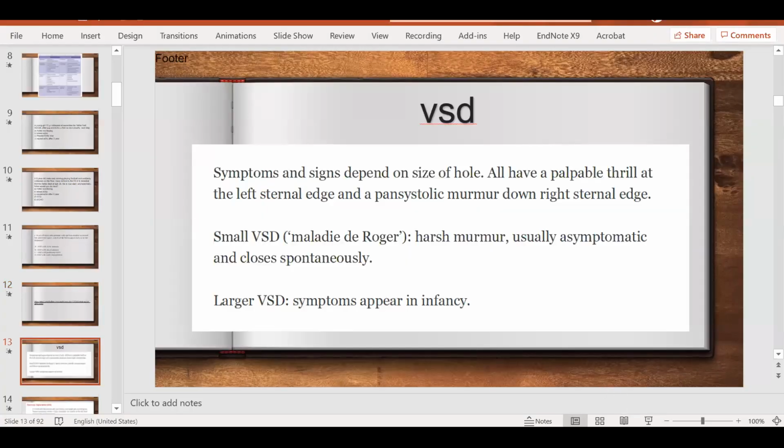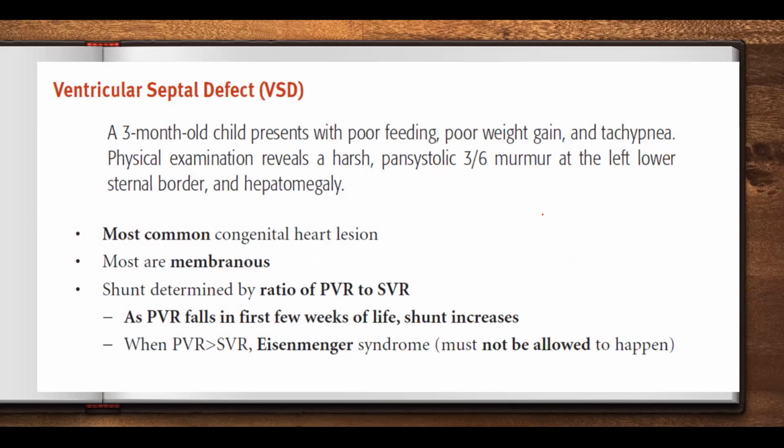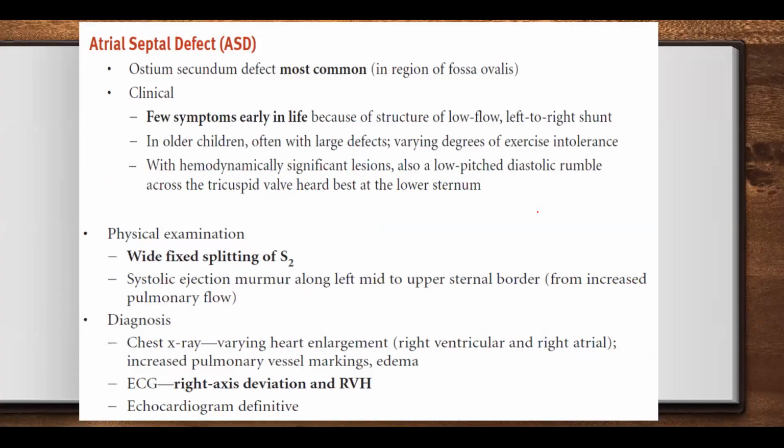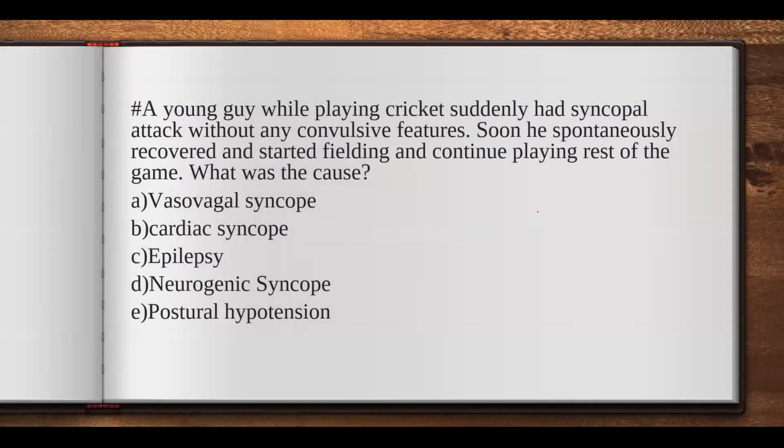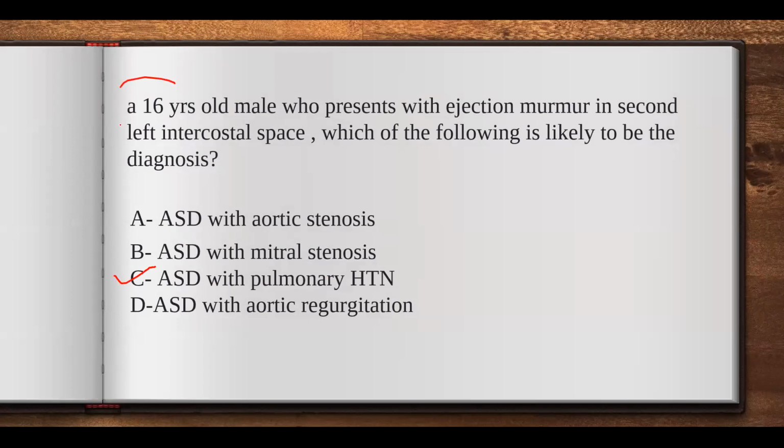The most common congenital cardiac defect is VSD, the ventricular septal defect. In VSD, you get a pansystolic murmur along the sternal border, which is quite loud and harsh. You need to remember these ASD and VSD murmurs because a lot of questions come from here. So VSD gives you a pansystolic murmur along the sternal border, whereas in ASD you get two types of murmur. And right now you also know how ASD causes pulmonary hypertension. So this is your answer: a 16-year-old having an ejection systolic murmur in the second left intercostal space.